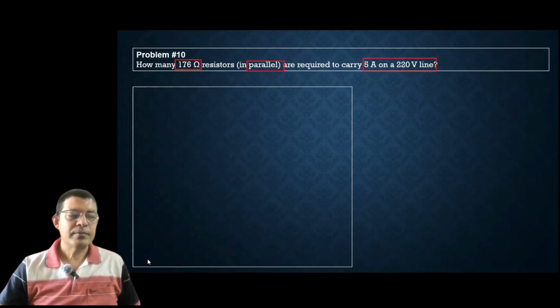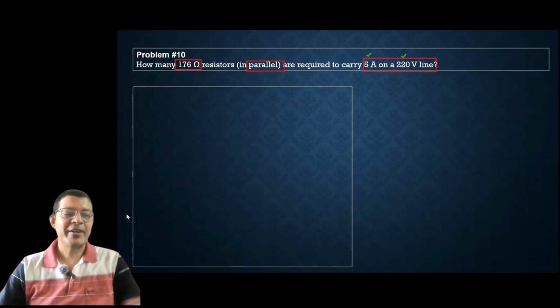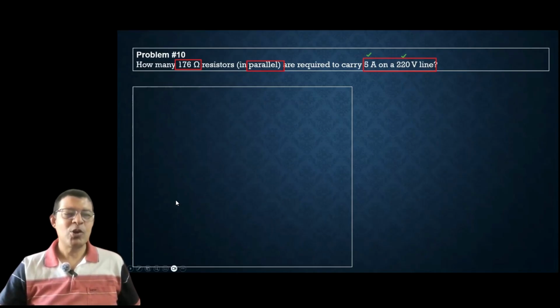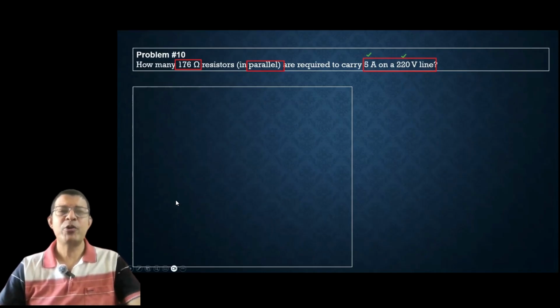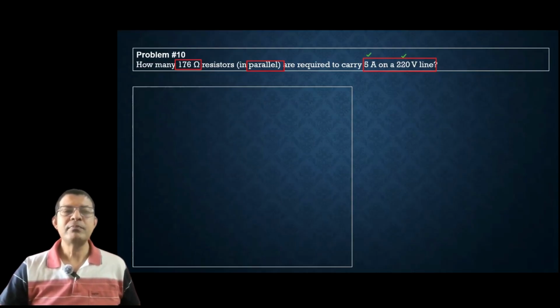Current is already given, right? Current is given 5 ampere and voltage is known. So we can find the equivalent resistance of the circuit, right? And then we can find how many resistors of 176 are required. So let's solve it quickly. Just take 2 seconds to solve it yourself, or pause the video and try to solve it yourself. I'll proceed with the problem. Okay, let me proceed. It's a very simple problem, slightly tricky maybe for some of you.